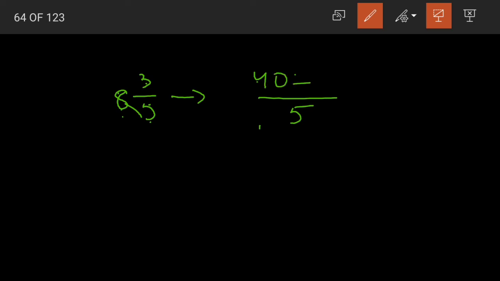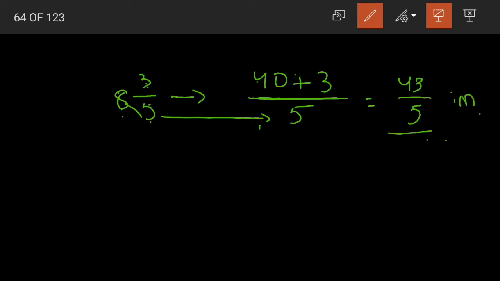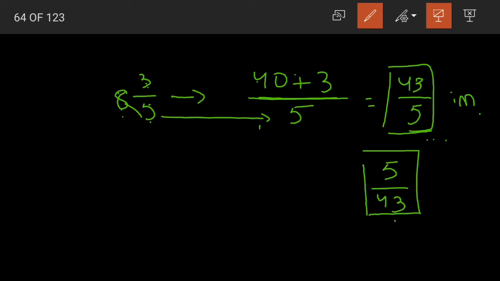5 8s are 40 plus the numerator 3, divided by 5. 40 plus 3, 43, divided by 5. So now this is our improper fraction. For this we can write our reciprocal. What will it be, children? 5 by 43. Yes, the reciprocal of 43 by 5 is 5 by 43. So the reciprocal of 8 3 by 5 is 5 by 43, children.